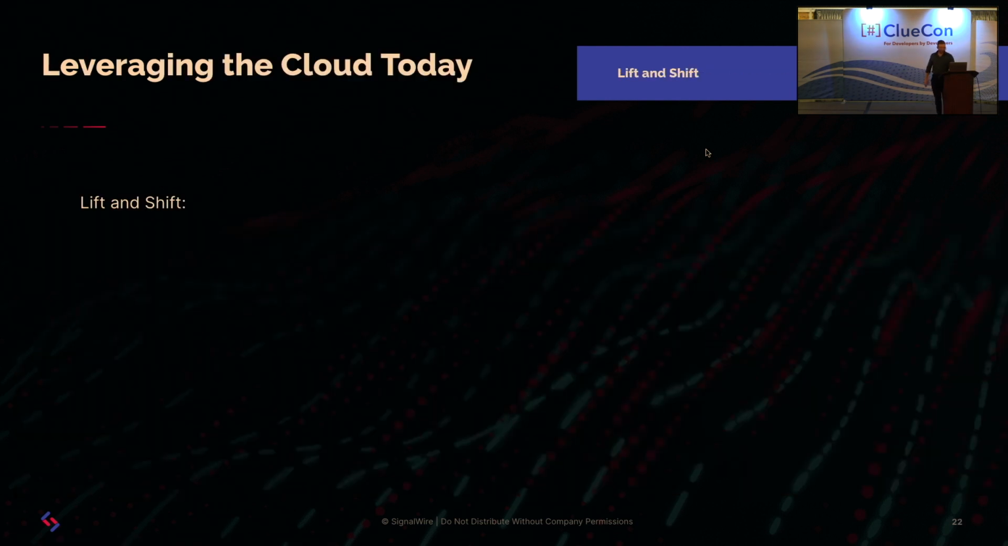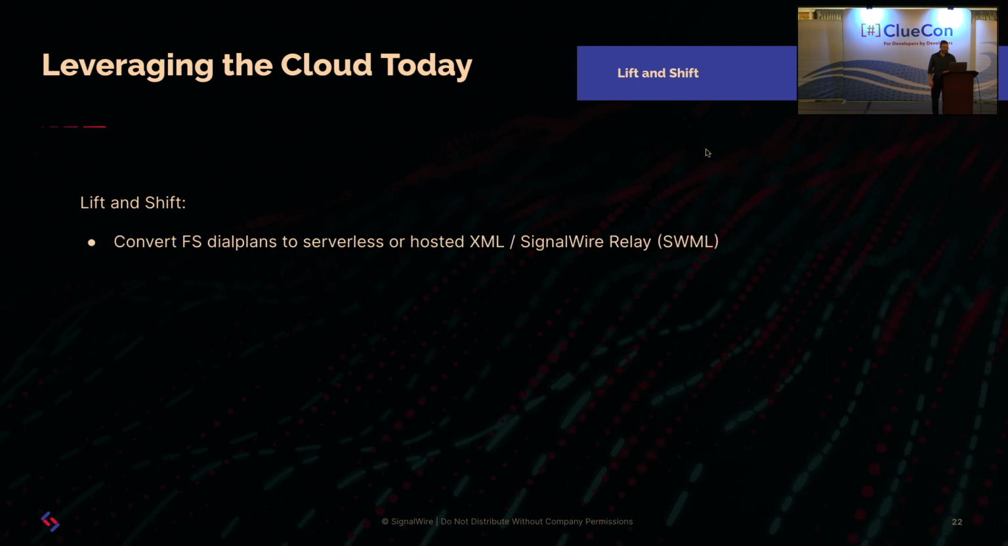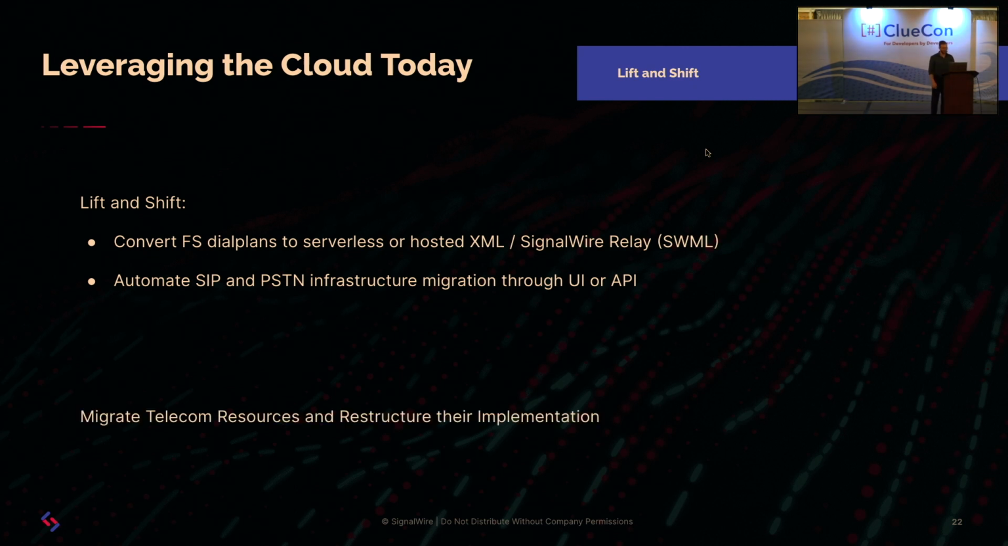But in leveraging the cloud today, before I get kicked off of here, lifting and shifting, how you're able to do it right now, rather than migrating your entire infrastructure, you can do it piece by piece. Some big ones, just converting FreeSWITCH dial plans to hosted XML, use SignalWire Relay, use SWML, but having your resources be able to actually implement some different stuff. Automate your SIP and PSTN infrastructure by migrating through UIs, APIs, but how you're changing the resources that you have available. So migrate the resources and restructure their implementation, how they're being used.